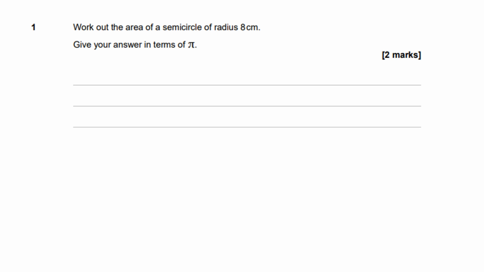Right, starting off with the first question, work out the area of a semicircle of radius 8 centimeters. We all should know that a semicircle is a shape that looks like this, which is half of a circle, and we know if we want to find out the area of a circle, it's going to be area is equal to pi times radius squared, and because it's a semicircle we need to half it, and the question is asking us to find out in terms of pi.